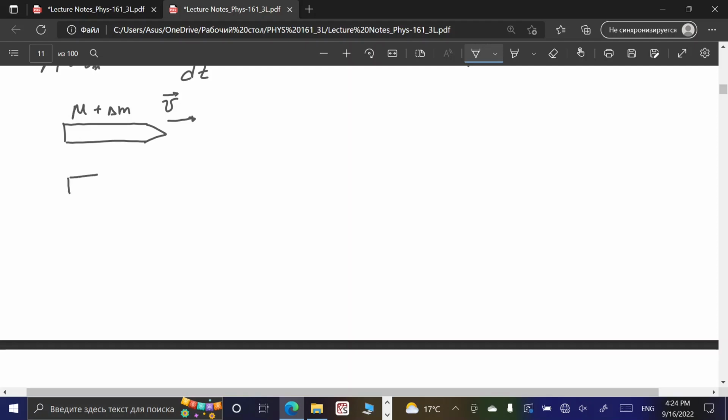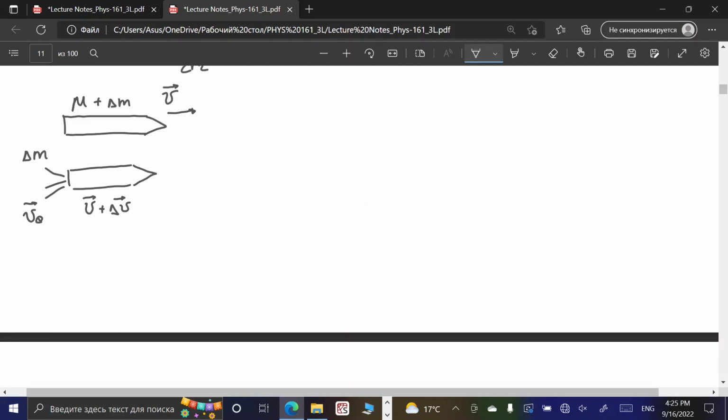Then we have this exhaust of gases, delta m, with mass delta m and some velocity vector V exhaust with respect to the rocket. So V exhaust is with respect to the rocket. Then, because of this process, the rocket will gain some velocity, so it will be V vector plus delta V vector.